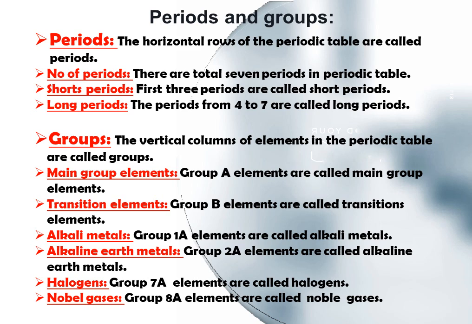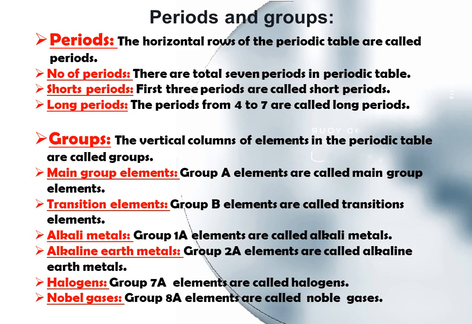First 3 periods are called short periods. The first period contains only 2 elements, hydrogen and helium, while the second period contains 8 elements. The third period also contains 8 elements, but they are called short periods because they contain only main block elements. Transition elements are not included in these periods. The periods from 4 to 7 are called long periods because they contain both main block elements and transition elements.